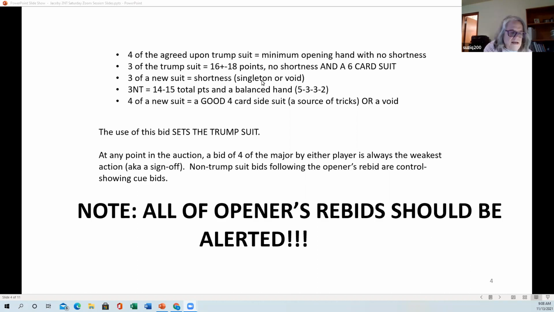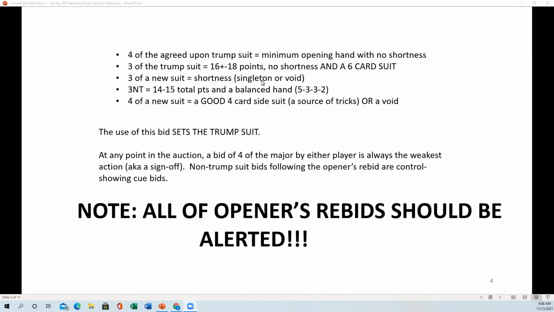If you bid a new suit at the 3 level, that's a singleton or a void. How many times have we seen 25-point small slams because each hand had a singleton in it? Here is a way that the opener can show a singleton in his hand to his partner. Sometimes that just makes all the difference in the world.